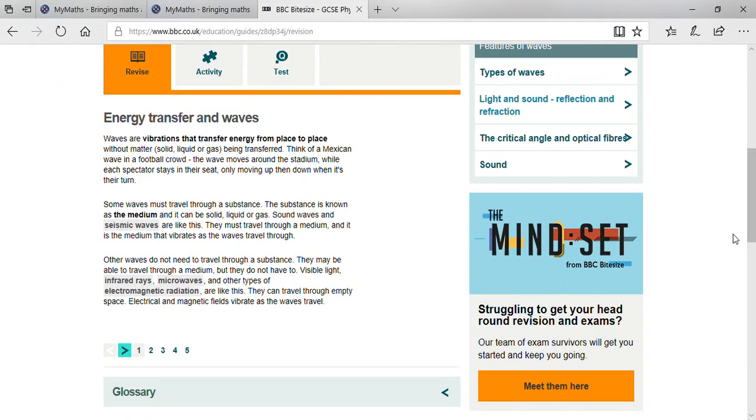So here, the first topic you are seeing on your screen is energy transfer and waves. Energy transfer, as usual, you know that energy requires a medium through which it transfers from one point to another point. Here you are seeing that waves are a type of vibration that transfer energy from place to place or point to point, without matter being transferred. Matter means solid, liquid or gas. That means matter will not transfer, but vibrations will transfer energy from one point to another point. Clear?